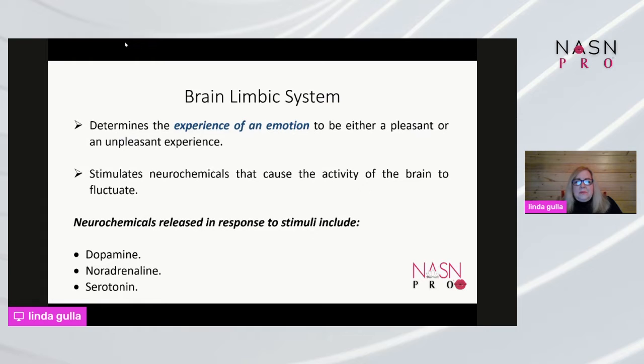The brain limbic system determines the experience of emotion to be either a pleasant or an unpleasant experience. It also stimulates neurochemicals that cause the activity of the brain to fluctuate. The neurochemicals released in response to stimuli include dopamine, noradrenaline, and serotonin, which I'm sure most of us have heard of some of these.